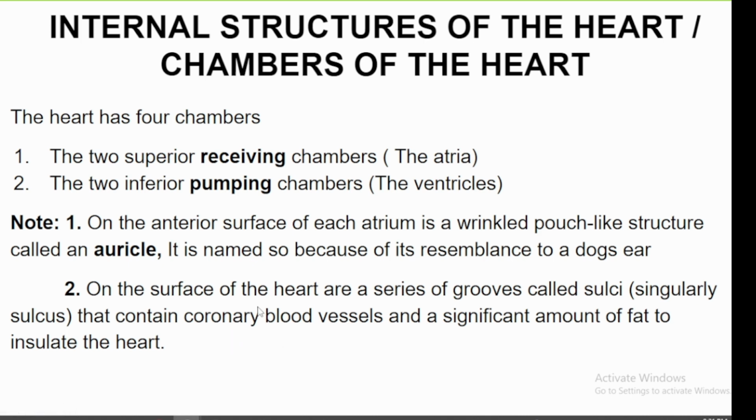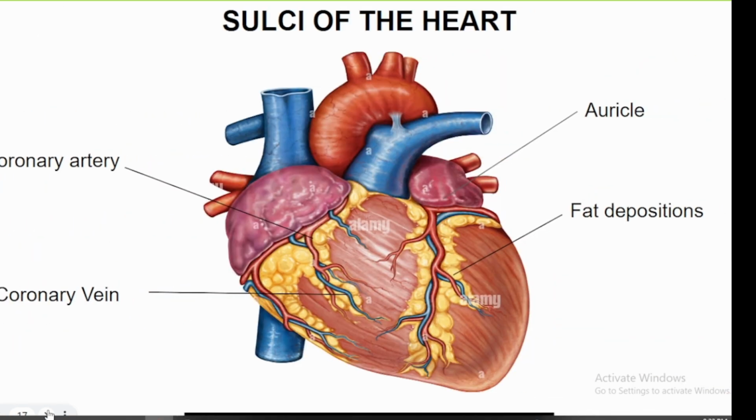Anything you hear coronary means that the thing supplies what? Blood to the heart itself. So coronary blood vessels supply blood to the heart walls, as well as a significant amount of fat that will help insulate the heart. The fat around your heart is actually to help insulate your heart from what? Heat. You are following? So the wrinkled pouch-like structures that we see are called auricles, and they are not actually the atria itself. Is that okay? All right, let's move on to the next slide.